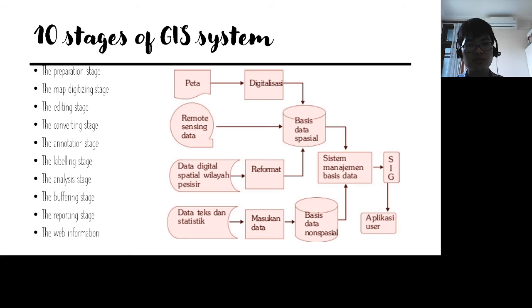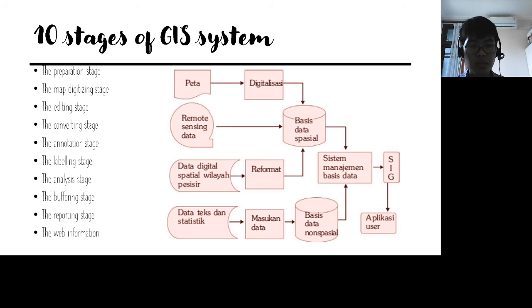Now, the 10 stages of the GIS system. Well, even though it's a bit much, here I managed to summarize it in my own words. The preparation stage is where the GIS begins its own process before going to the map digitizing stage, where the map is being digitalized and processed. Then the editing stage, where the information and the images are being edited in order to see a better view. The converting stage, the information and the data is being converted into the system. The annotation stage, it annotates the information and the data and combines it into one.